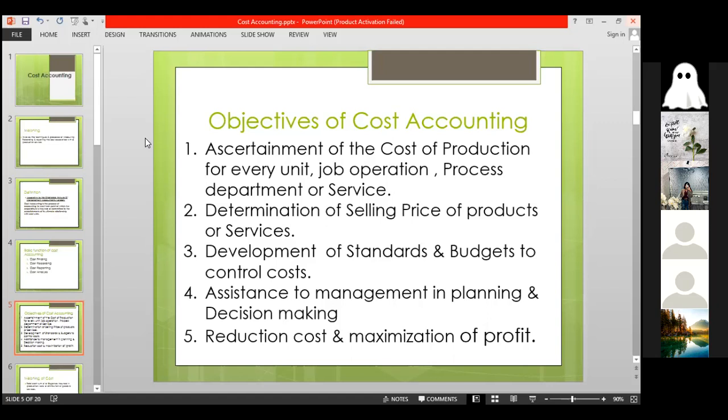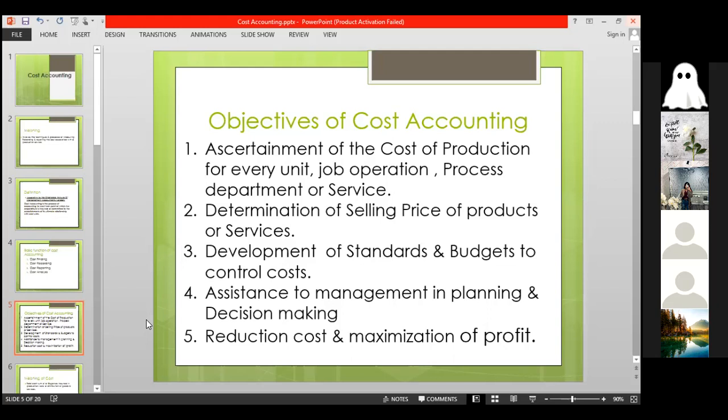Now, the third point is that cost accounting leads to development of standards as to how the company should be performing, and budgets as to what they think is going to happen in the near or distant future. Point number 4 is assistance to management in planning and decision making. So we are looking at many points again and again here.